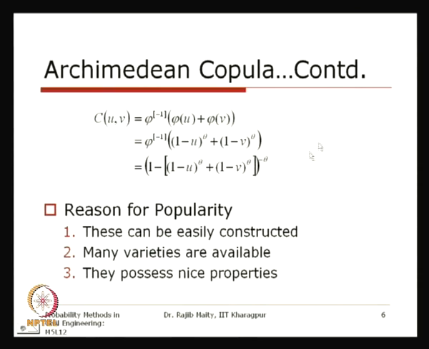So, we can have many varieties. Depending on our requirement, whether there is positive dependence, negative dependence, or a very narrow range of dependence, we can pick whichever Archimedean copula we wish. A lot of varieties are available in this class. This Archimedean copula is one class among which different copulas are available, so we can pick depending on the requirement of the problem. And they possess some nice properties.